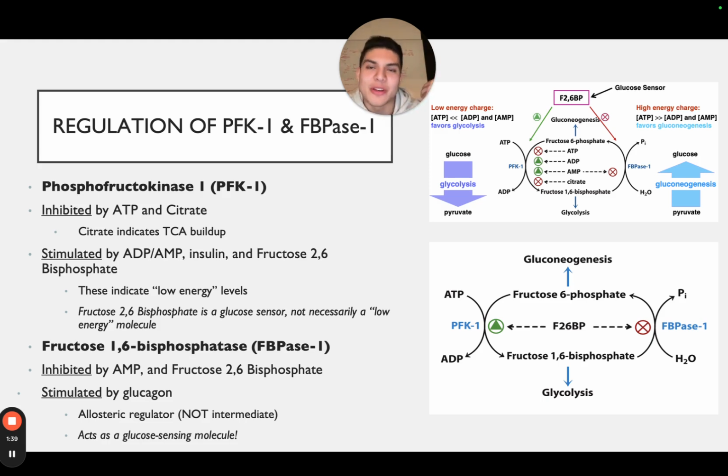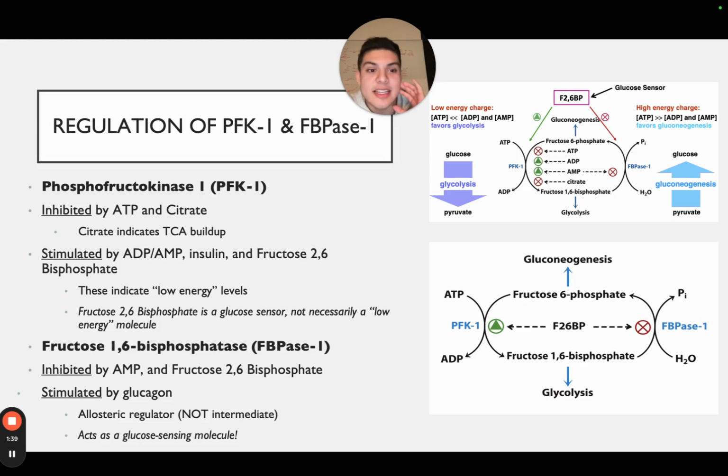ATP is a high energy molecule. If we have a lot of ATP, we don't need to create more of it. And same thing with citrate. Citrate gets backed up when the Krebs cycle stops going because of NADH inhibition, and then it basically backs up and clogs it. And the citrate will then say, hey, we have high energy, we're clogged, we don't need more.